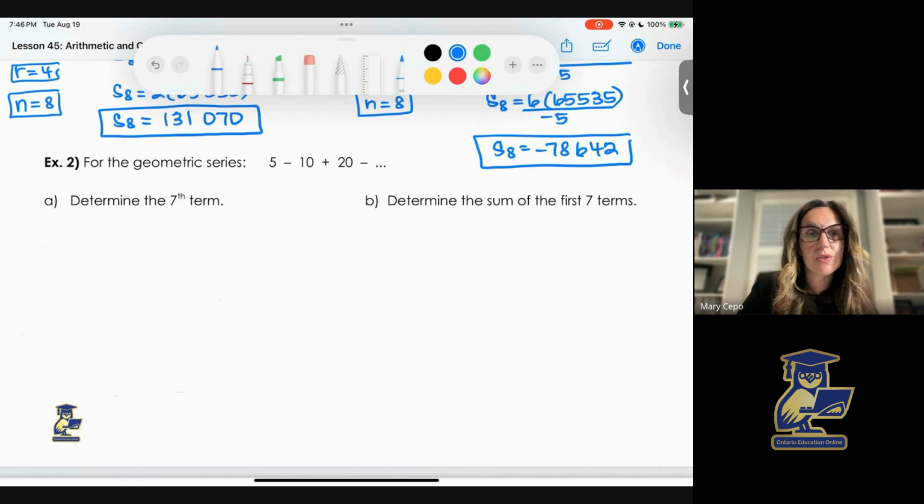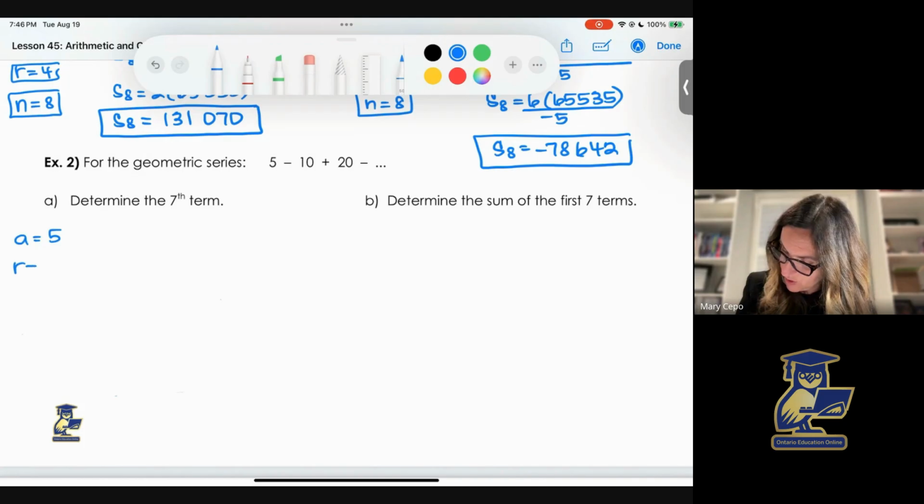Okay, looking at example 2, we have the geometric series 5 minus 10 plus 20 minus dot, dot, dot. For part A, we want to determine the 7th term. So with that in mind, when we just want to know what the term is, we're going to use the formula for a geometric sequence. So we know that the first term is a, which in our case is 5. The common ratio would be taking negative 10 divided by 5. So r is equal to negative 2.